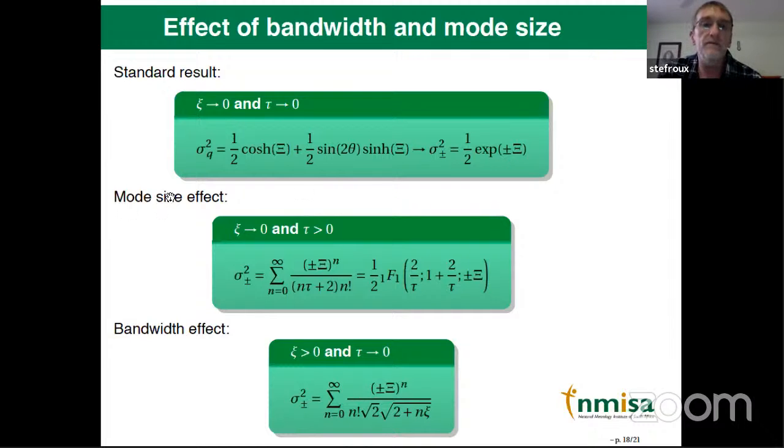If we now look at the effect of the mode size, we still let this small c go to 0 for the bandwidth, but now the mode sizes, we allow arbitrary values. And then we get this expression, which we can sum to form a hypergeometric function. And I will show you the curves for these in a moment. If we study the bandwidth case, in this case, I allow c to be an arbitrary value, but I still allow tau to go to 0. Now I get a summation that I cannot sum. However, you can use some simplifications here, and you can then show that the result of this is that the squeezing is reduced.